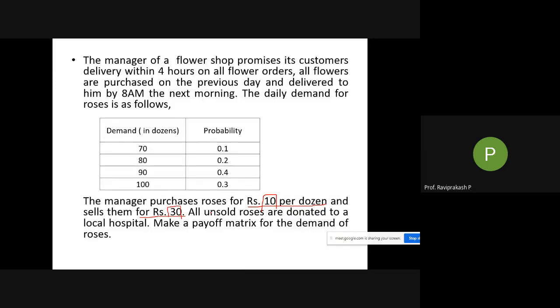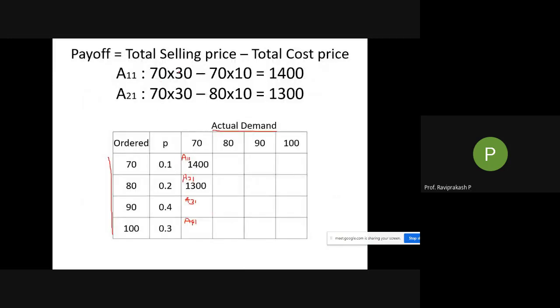So what will I do? First, selling price minus cost price. So how much am I selling? At rupees 30 I'm selling. How much? I'm selling 70 dozens at rupees 30, minus I am buying 70 only, right? I'm buying 70 into 10 because the cost price is 10. So I'm getting 1400. So that 1400 is written here.